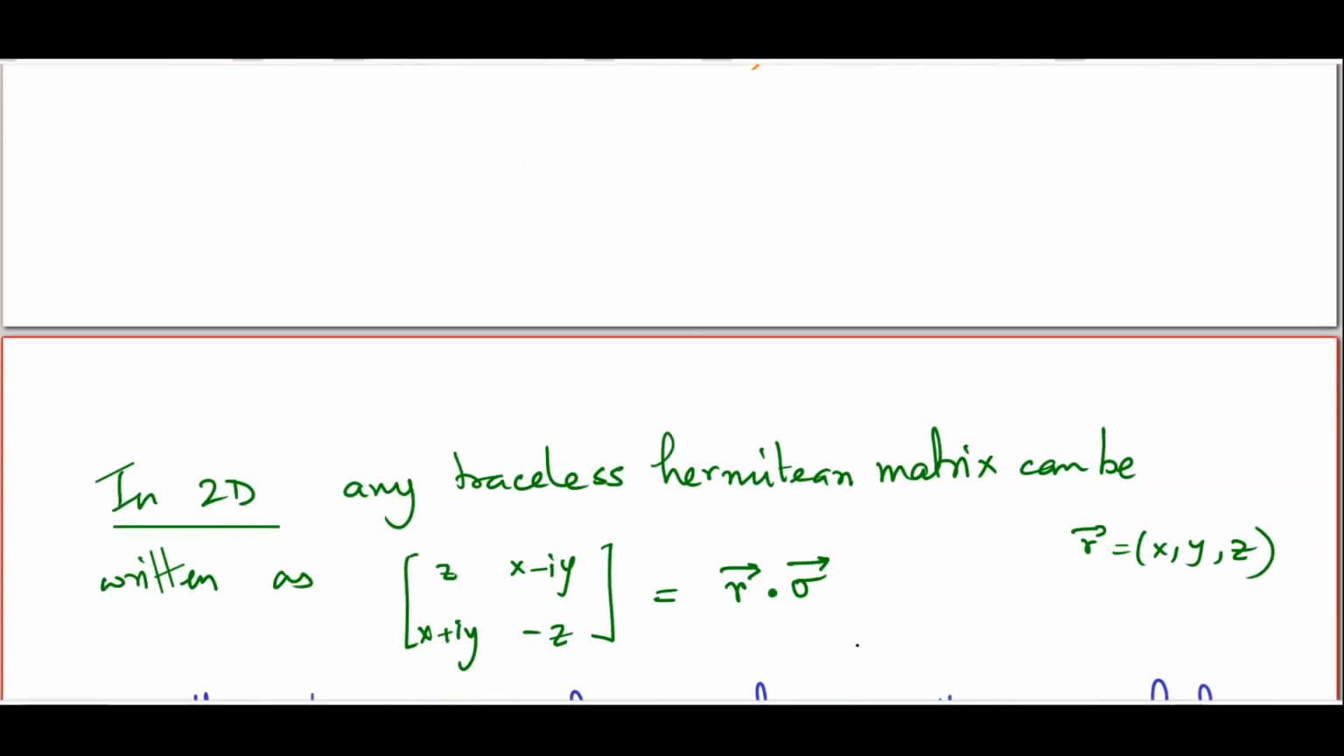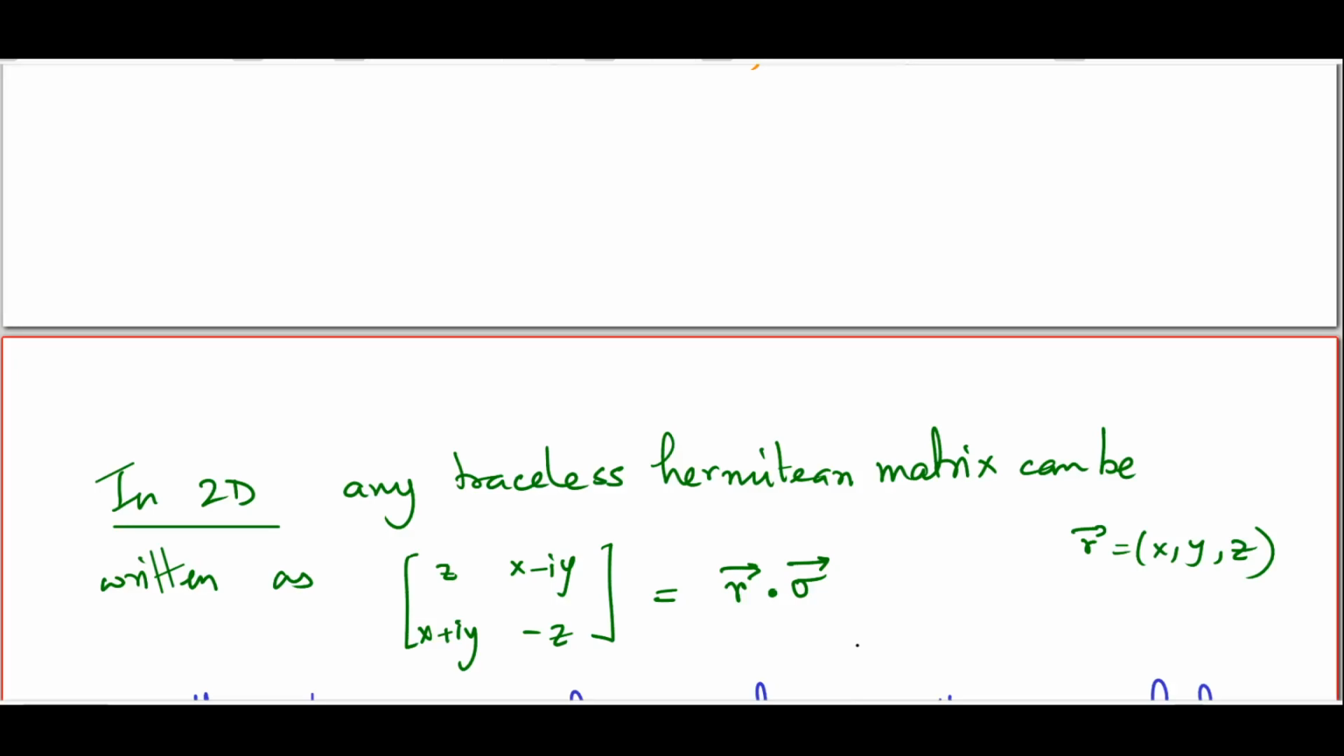So note that in 2D, any traceless Hermitian matrix can be written in this very simple form. Here x, y and z are real numbers. A Hermitian matrix must have real elements on the diagonal, and because it's traceless, the two elements have to be negatives of each other. So what we have are z and minus z. The two off-diagonal elements must be complex conjugates of each other. So if you write one of them as x minus iy, with x and y being real, the other one has to be x plus iy.